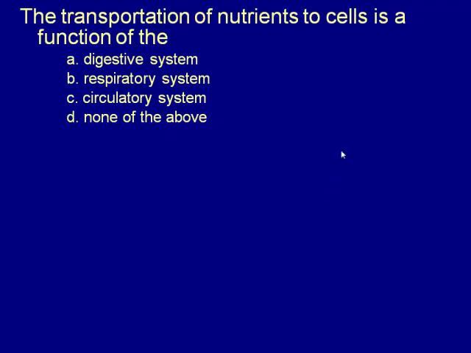All right. The transportation of nutrients to cells is a function of which system? Digestive, respiratory, circulatory, or none of the above? Remember, transportation is a circulatory system function. Digestion would be the breakdown of the nutrients, but circulation is how we're going to move them around the body.